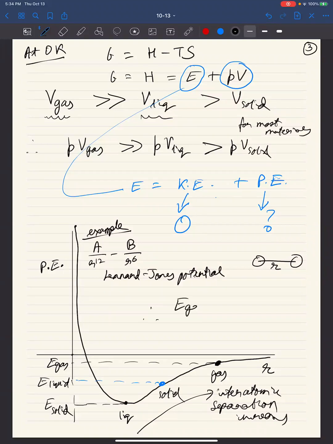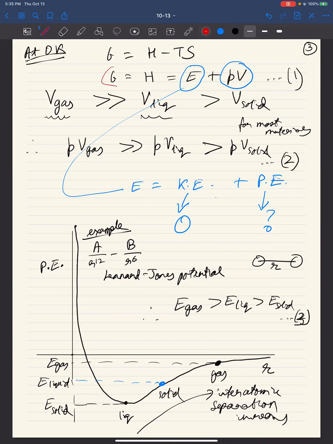E gas, and let me number the equations. Let's call this equation number 1, G is equal to E plus PV at 0 Kelvin. This is all at 0 Kelvin. And we have just shown that E gas is more than E liquid is more than E solid. Call this equation number 2. Let's call this equation number 3, and this is that PV gas is more than PV liquid is more than PV solid.